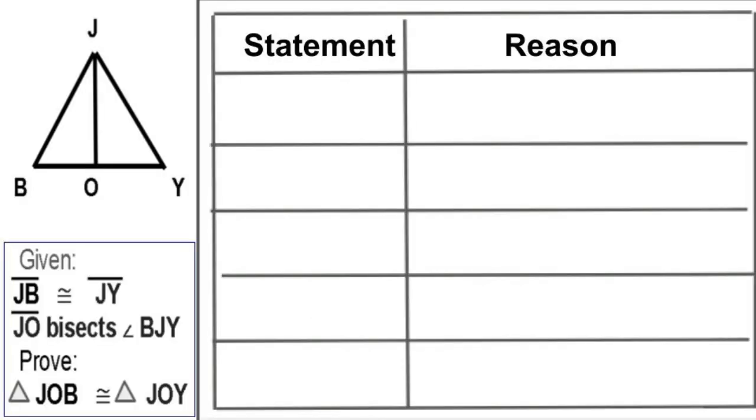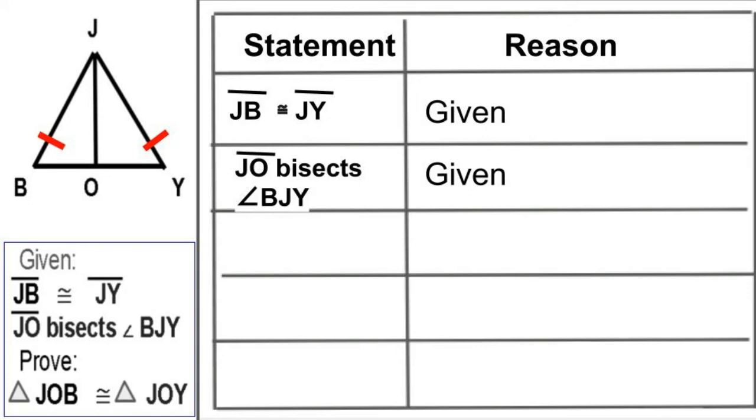Another example, number 2. Given segment JB is congruent to segment JY, segment JO bisects angle BJY, prove triangle JOB is congruent to triangle JOY. Let's put marks, then the statement and the reason. Segment JB is congruent to segment JY, given. Segment JO bisects angle BJY, given also.